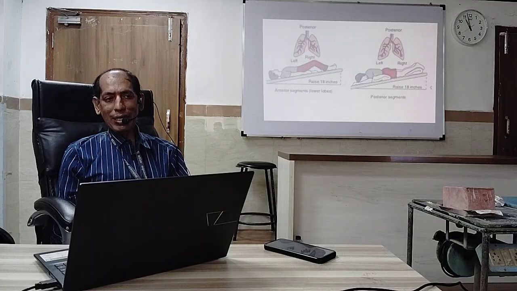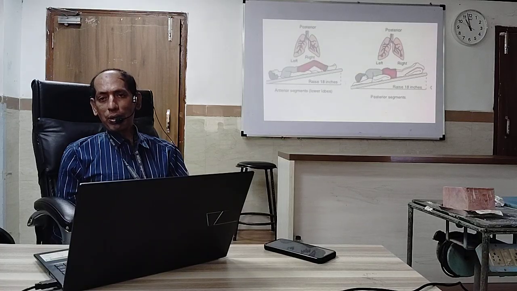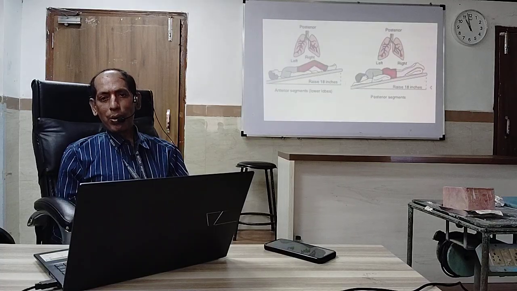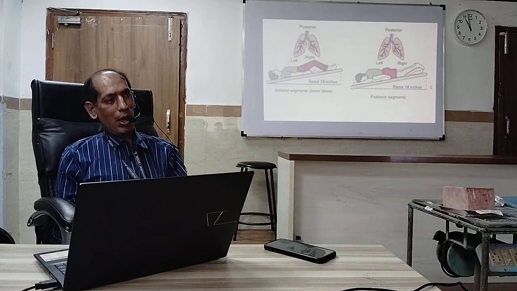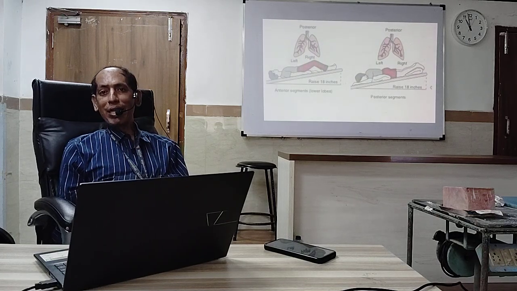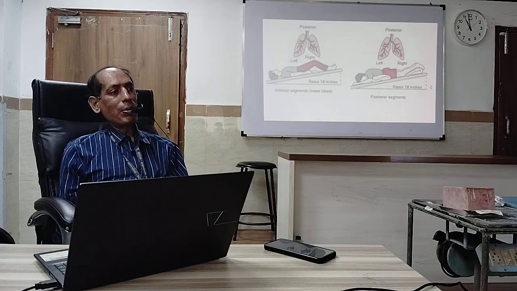So what is done? At least in India, you don't have the facility to get a postural bed for each and every patient. So what they do is, if the lower lobe is involved, the bed of the patient is 18 inches above the ground. He keeps the foot on the bed and the head on the floor. That is 18 inches up. And tilt in whichever direction you want, that can be done.